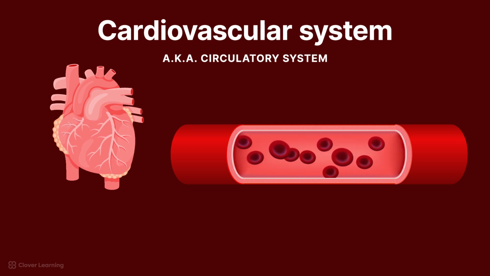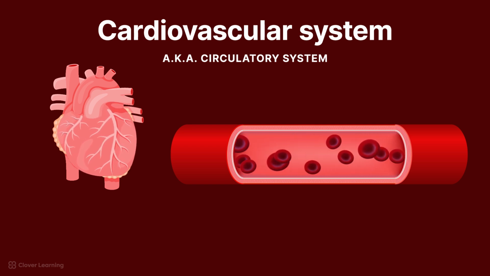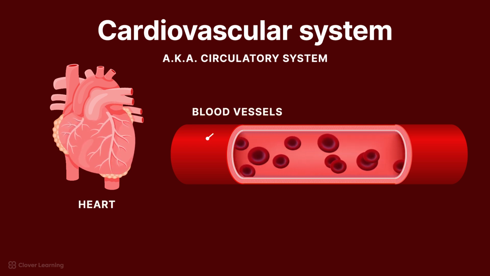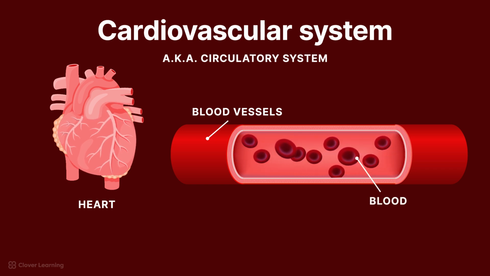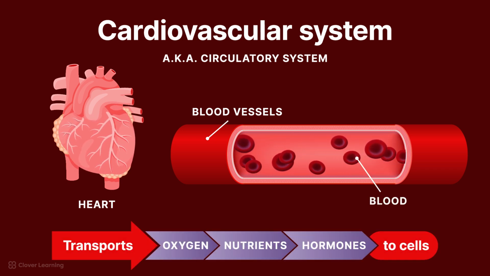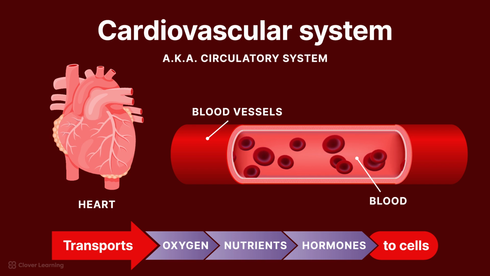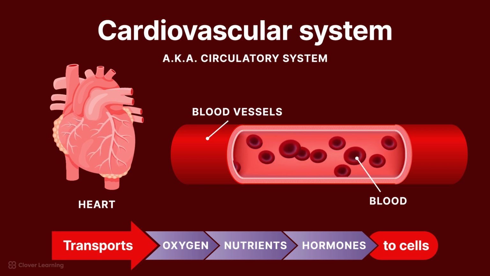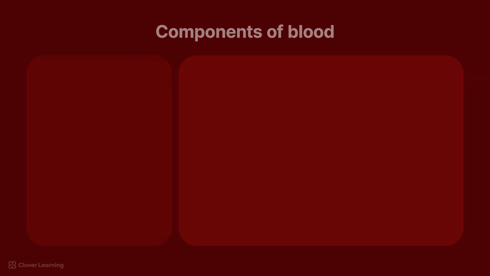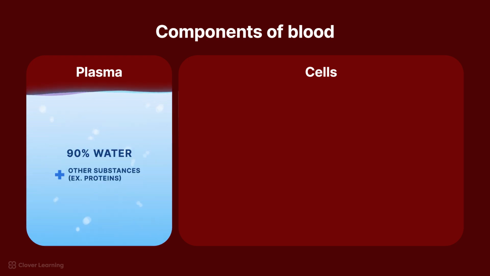The cardiovascular system, also known as the circulatory system, includes the heart, blood vessels, and blood. This system is responsible for transporting oxygen, nutrients, and hormones to cells throughout the body and removing waste products. Blood has two components, plasma and cells. The plasma is a fluid made up of about 90% water, and within this water is a mixture of substances, many of which are proteins.